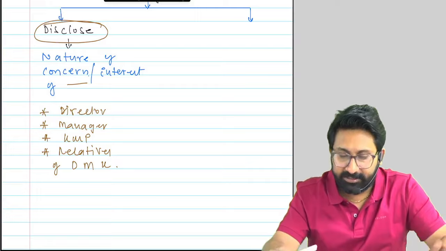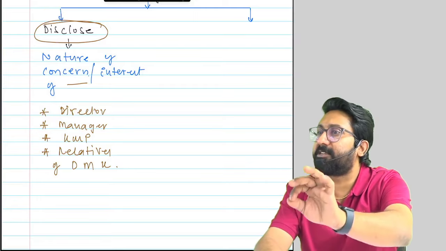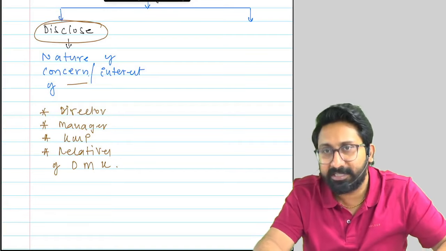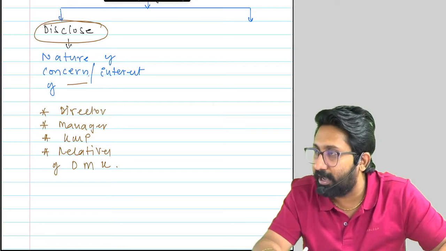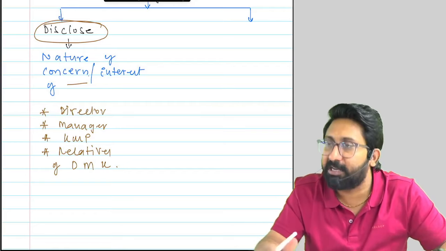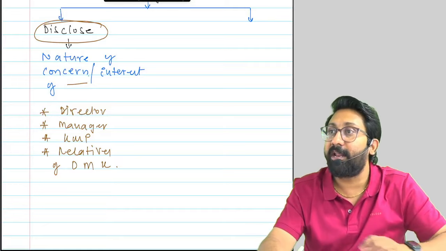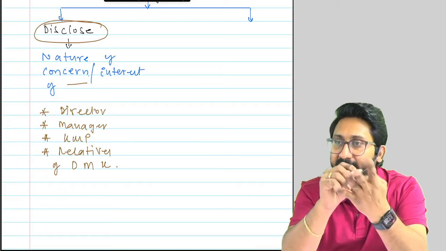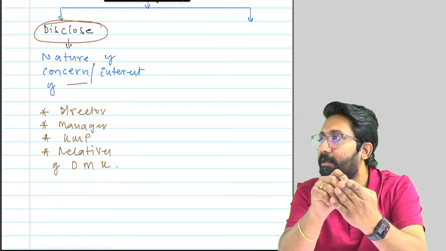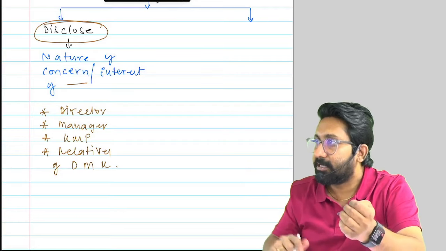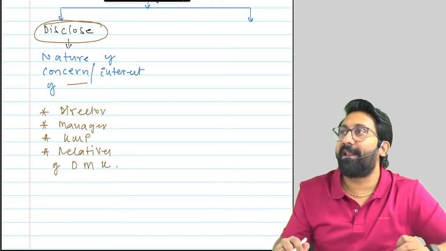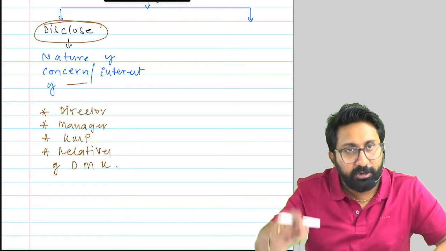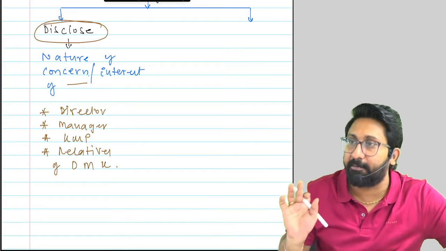Next, the second point. The company is shifting its registered office from one place to T Nagar. Is a director involved? A manager involved? KMP involved? Are relatives involved? Then you should not say, I will not disclose, because it's a special business. A change in registered office, is it ordinary or special business? It requires an explanatory statement. You should not say that since directors or relatives are not involved, I will not disclose. Certain things you need to disclose even in this case. What is that? That is the second point we are going to write.